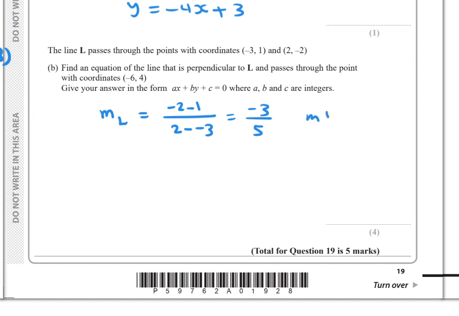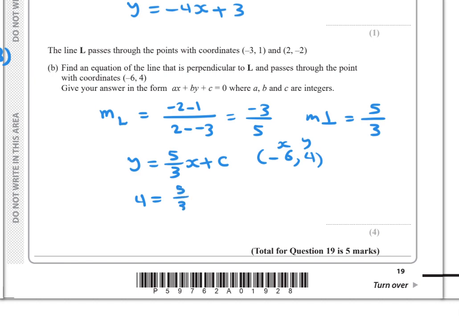So the gradient of the perpendicular, negative reciprocal, so 5 over 3. So the equation of the perpendicular is y equals 5 over 3 x plus c. This line passes through the point (-6, 4). So now substitute to find c. So 4 is 5 over 3 times negative 6 plus c.